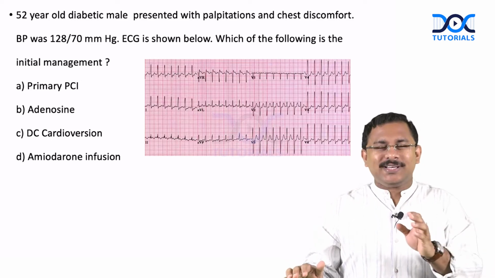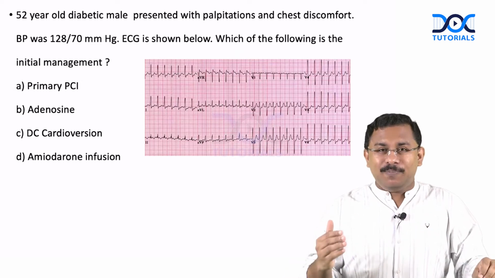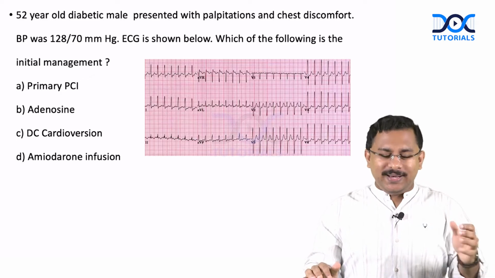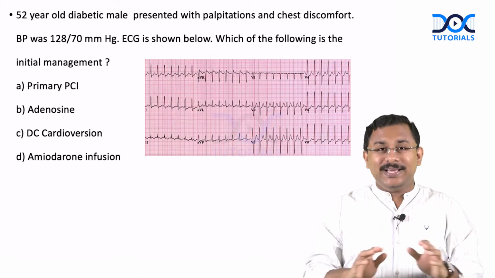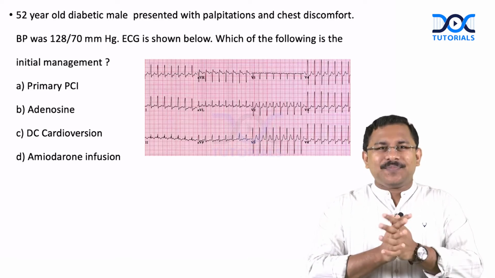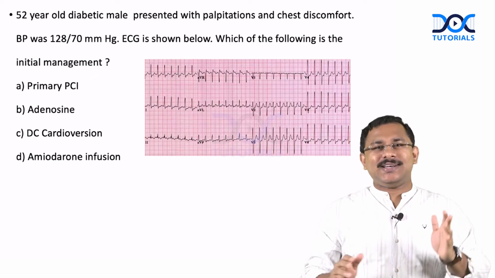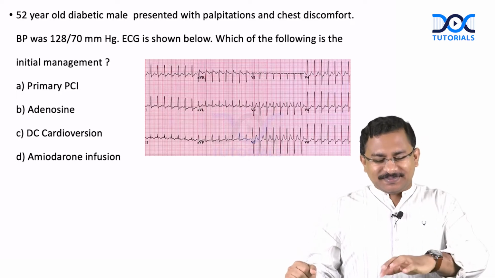So the question was regarding a 52-year-old diabetic male presented with palpitations and chest discomfort. The blood pressure was 128/70 millimeter mercury. ECG is shown. Which of the following is the initial management? So just have a look at the ECG. Is it primary PCI, adenosine, DC cardioversion or amiodarone infusion? What do you think is the answer?